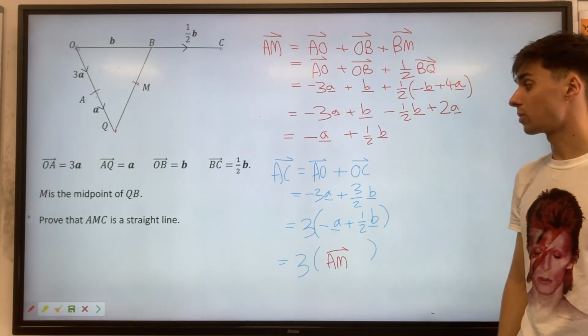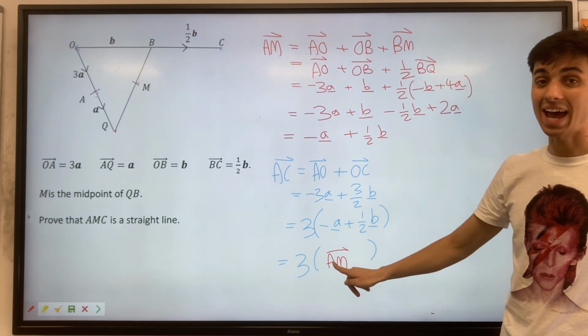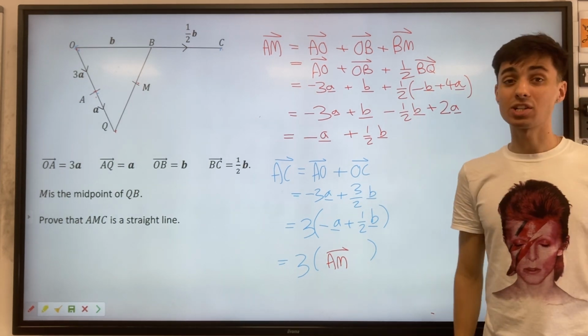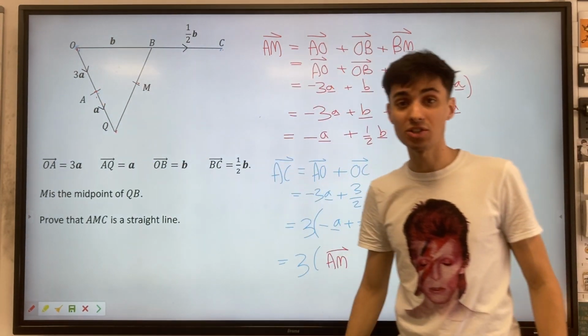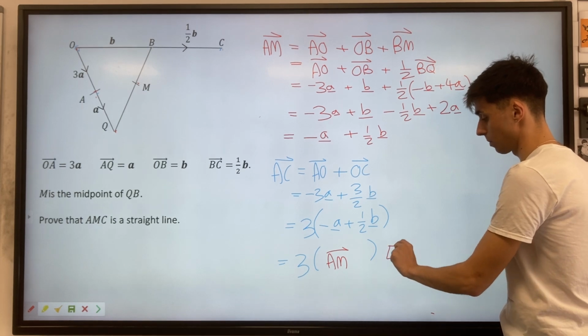So what we've shown is that A to C is 3 lots of A to M. That means they must be parallel. But actually, because they have the point A in common, they must lie on the same straight line. So we are actually done here at this point with a little bit of explaining.